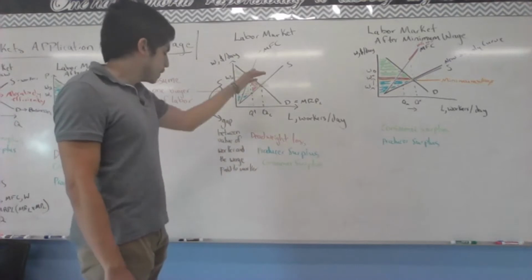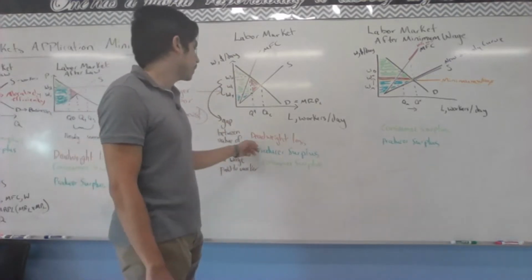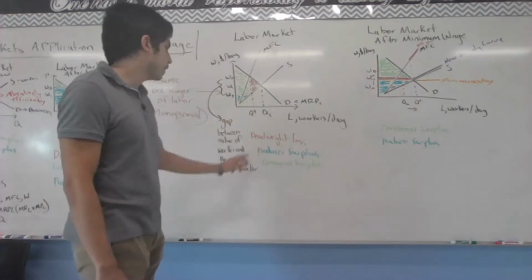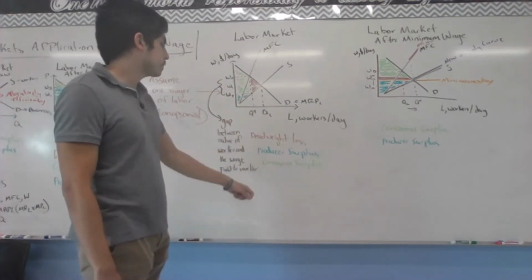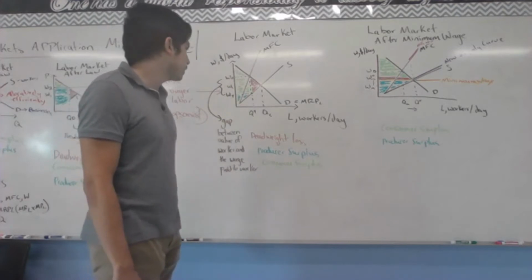And so we can see here in this monopsonist model, the deadweight loss associated with this one buyer is in pink, producer surplus is in blue, consumer surplus is in green.